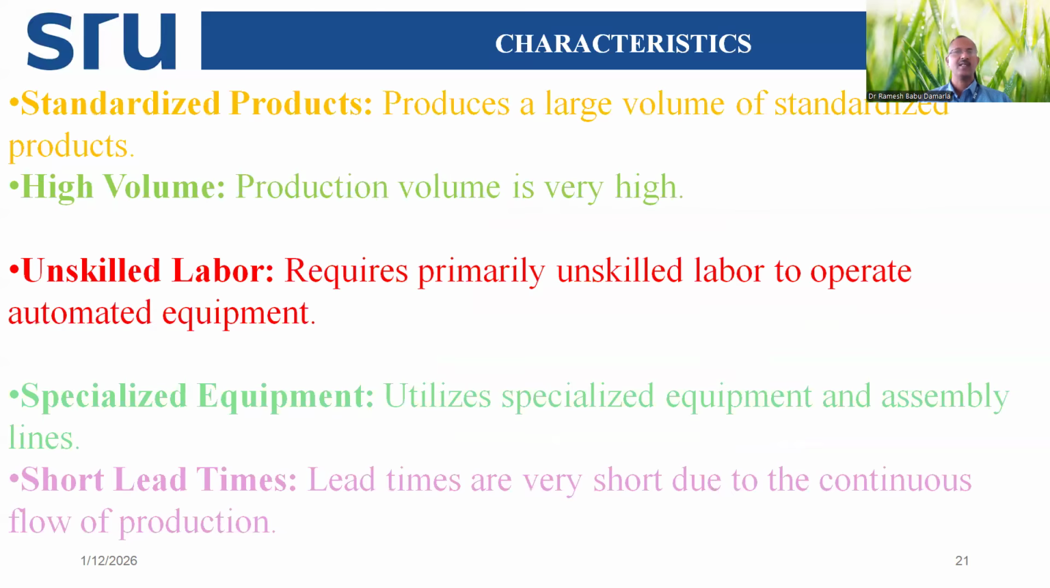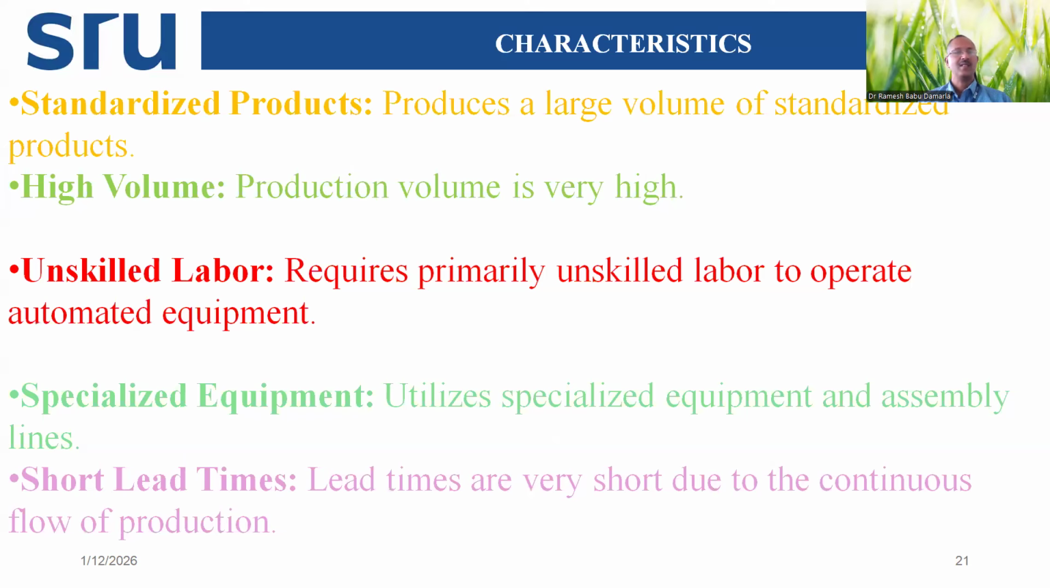That is the characteristics of mass production. The very first characteristic is standardized products. It produces a large volume of standardized products. Chocolates of large number, biscuits of large number, bolts, nuts, large number, bikes or cars, each variety in large number. So it is called high volume production, nearly 1 million or more.